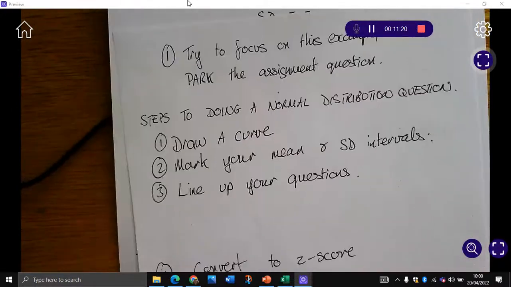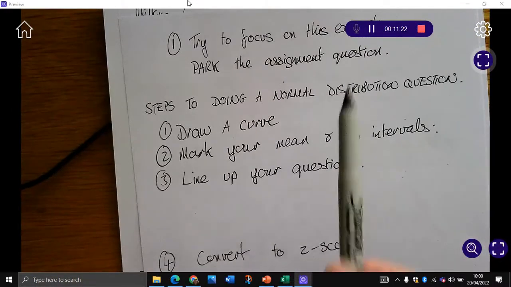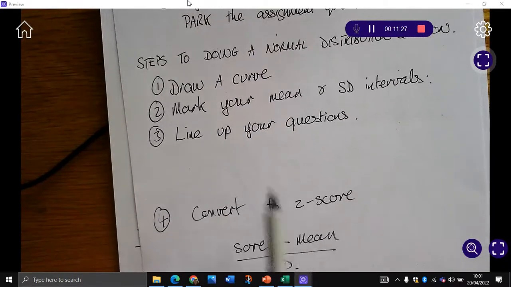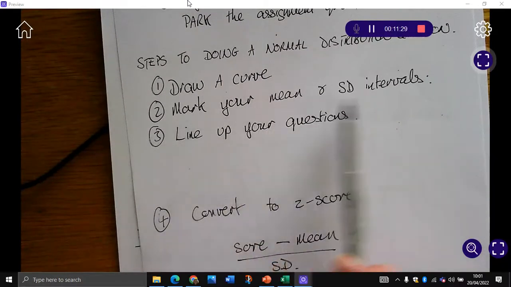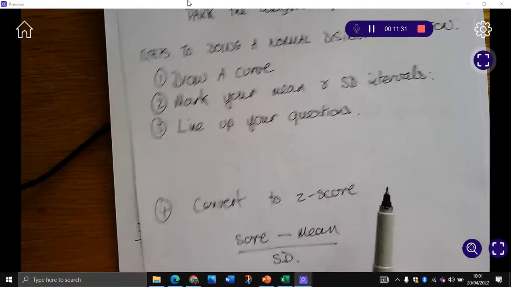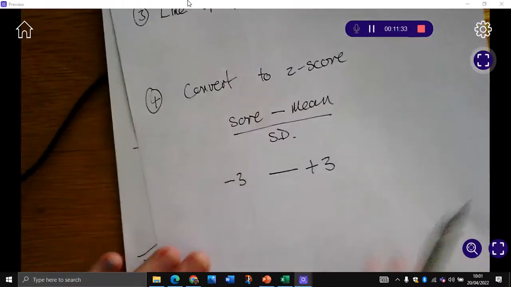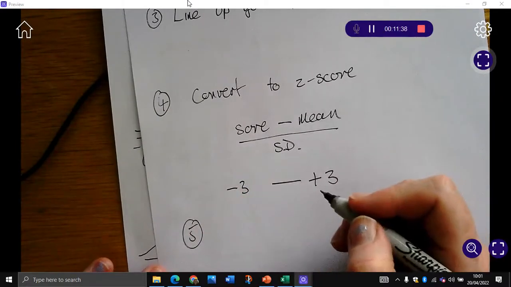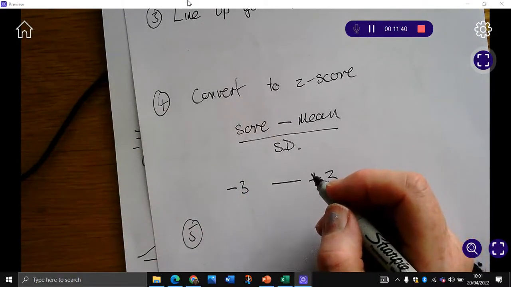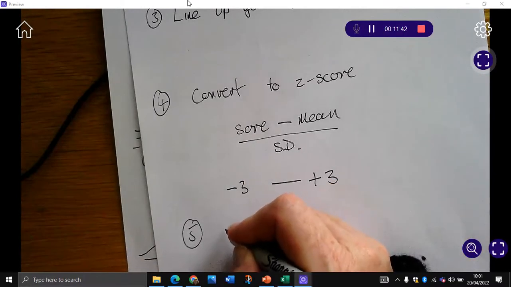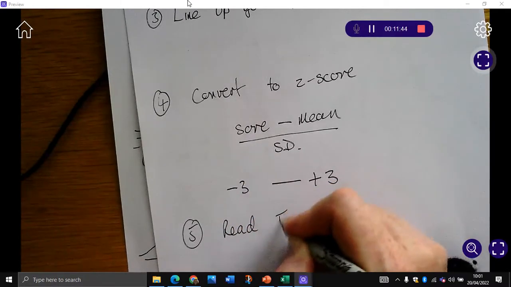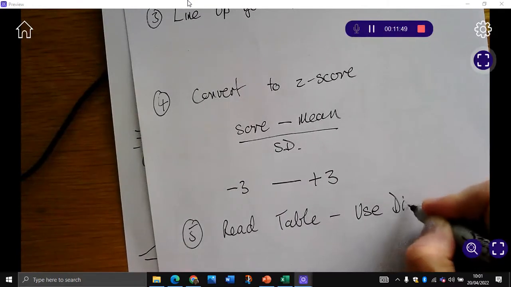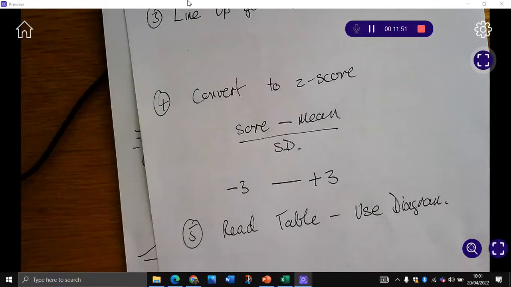Sorry, went off on a tangent there. Focus on this example, park the assignment question. So you draw a curve for each, mark your mean and standard deviation intervals, line up your questions, convert to a z-score. Using the diagram, make sure what percentage you're looking for. So read the table. Use diagram. Better stop there, it'll be too long.